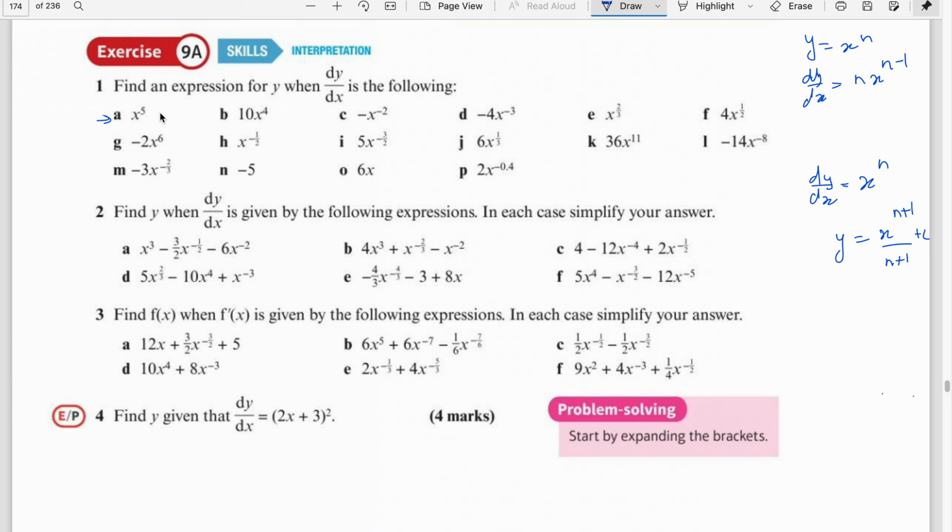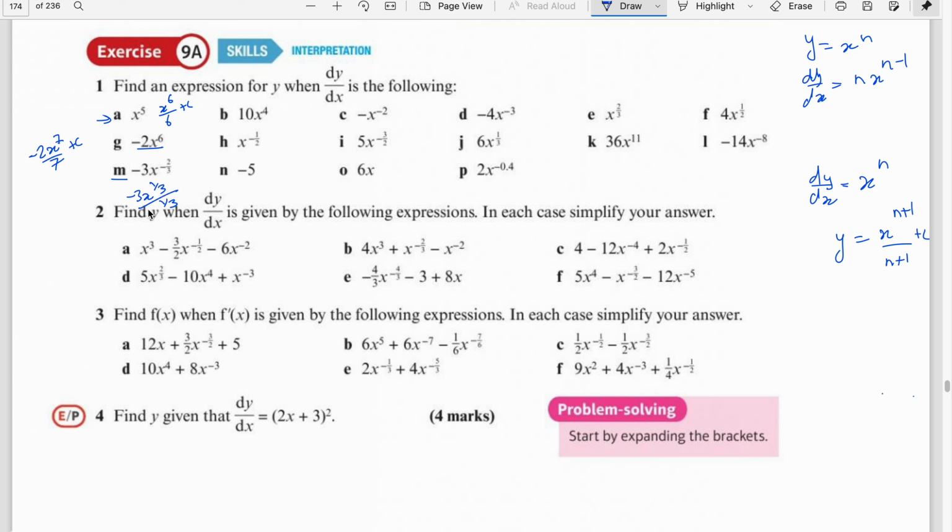So this is x raised to power 5. When we go for integration, we increase 1 in power, divided by the new power, plus c. Part b, minus 2x raised to power 7 by 7 plus c. Part c, minus 3x, this is negative 2 by 3. So negative 2 by 3 plus 1 is 1 by 3. The power is now 1 by 3 and we divide by the new power 1 by 3, and definitely we need to simplify this, which becomes minus 9x raised to the power 1 by 3.